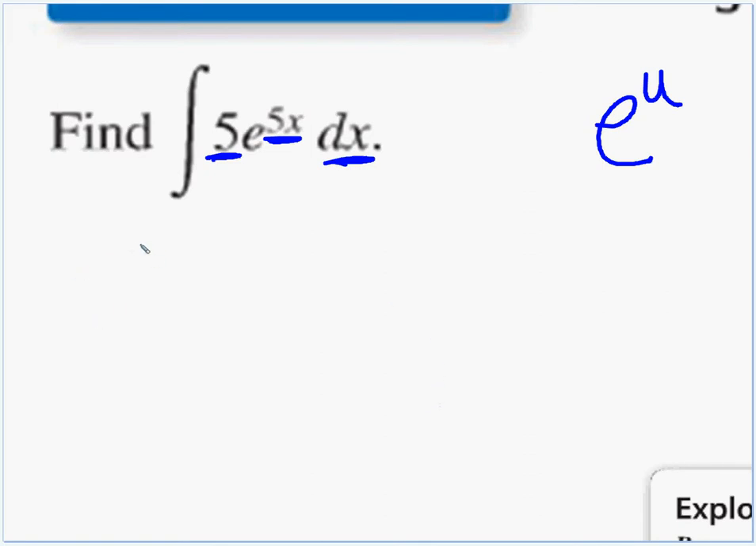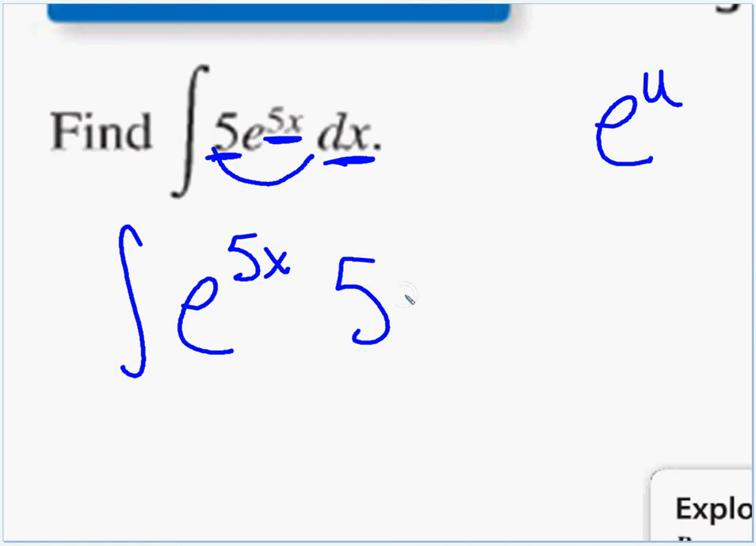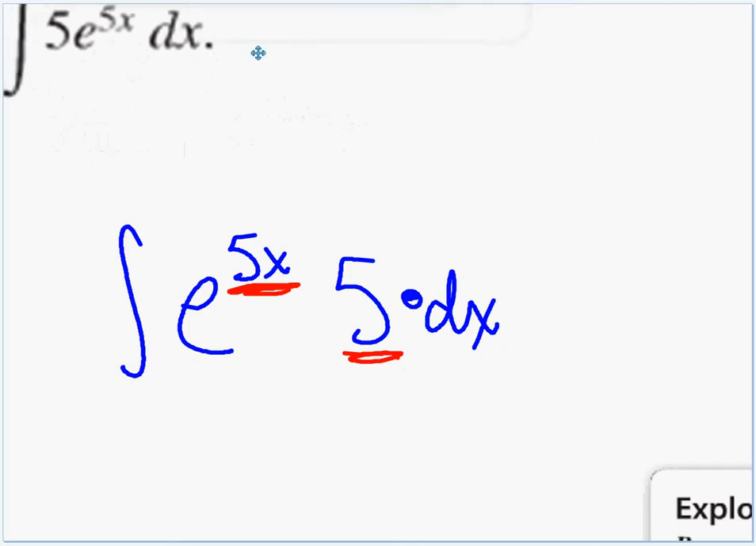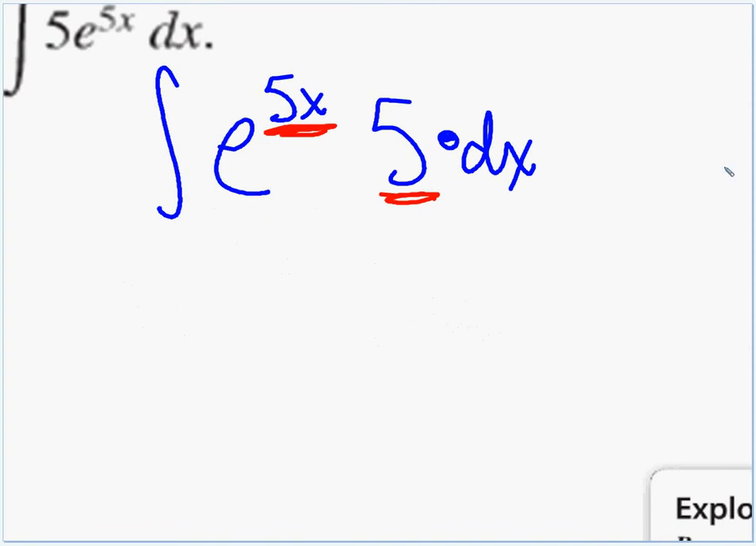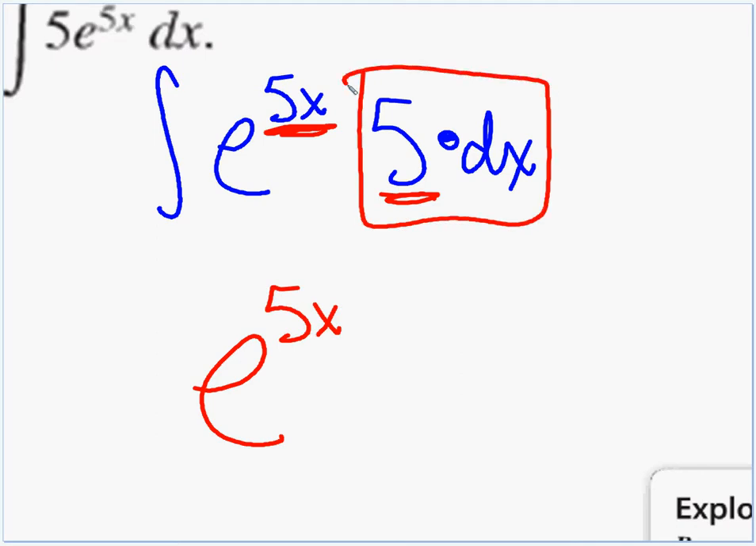I'm going to rewrite it like this, though. E to the 5x, that's our rocket, and I'm just going to put this 5 over here with the dx. 5 times dx. So again, here is our inner function. Our u, what's the derivative of 5x? It's 5. So our rocket is ready for launch. Let me get myself a little more space here. So e to the something is its own derivative. It's its own antiderivative. So our antiderivative will have e to the 5x in it. And then this is our rocket fuel. It got burned up. And we're not going to forget our plus c.